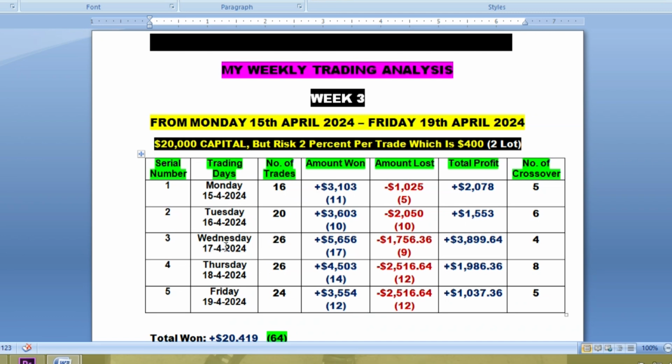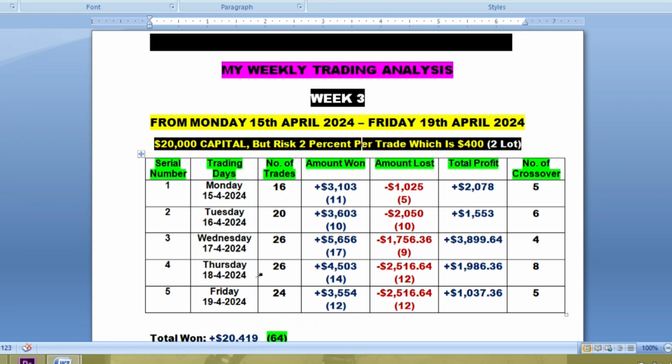On Wednesday, being 17 April, I had 26 trades. I won $5,656, I lost $1,756, and at the end of the day, I made a profit of $3,899. So there were only 4 crossovers at the lower time frame, that is the 15-minute time frame, and I placed 26 trades. So I won 17 trades and I lost just 9 trades.